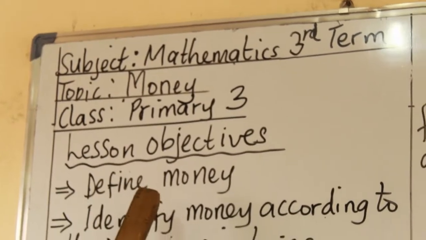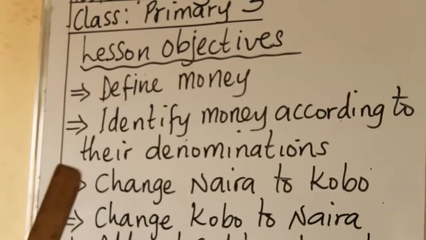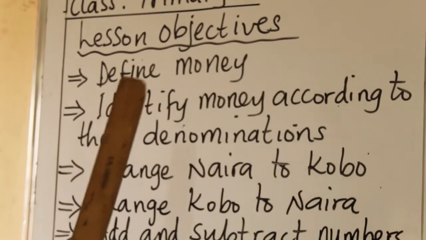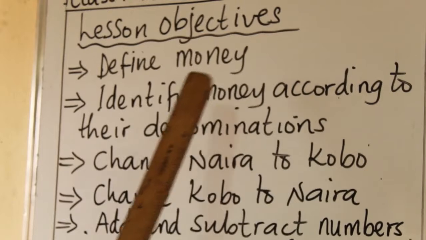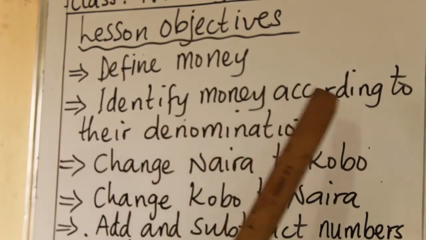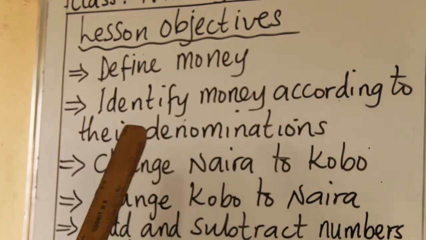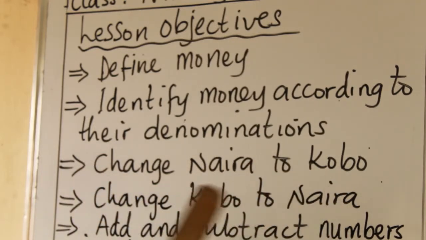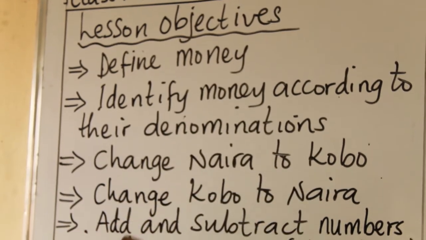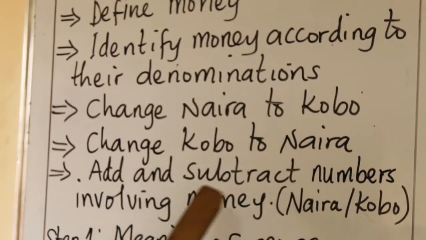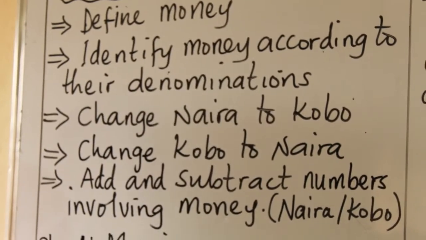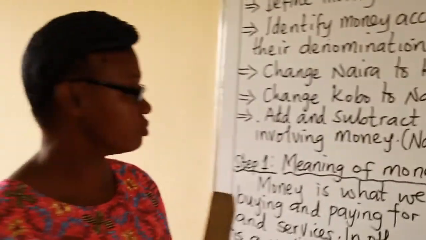Okay, the lesson objectives of this topic are: by the end of this class, you should be able to define money, identify money according to their denominations, also change naira to kobo, and then change from kobo to naira. You will also be able to add and subtract numbers involving money. That has to do with naira and kobo because that is our currency here in Nigeria.